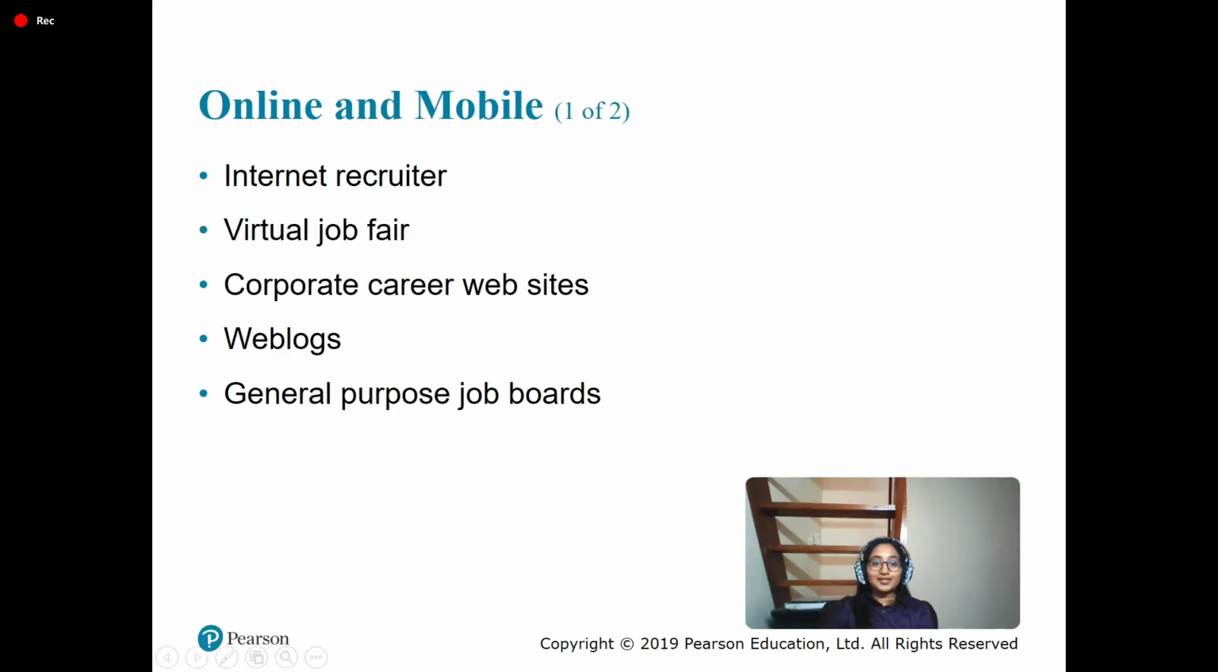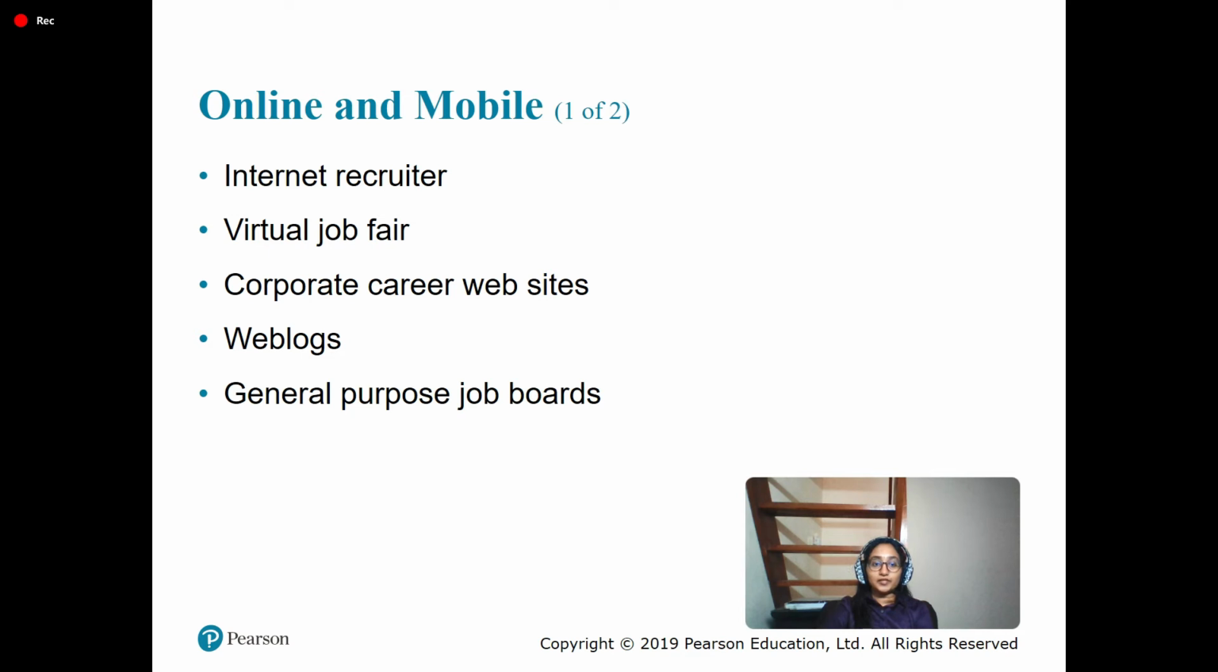Most companies currently post jobs on their corporate career website. Internet recruiters, also referred to as cyber recruiters, are responsible for monitoring and coordinating these activities for their organization. A virtual job fair is an online recruiting method used by an employer or group of employers to attract a large number of applicants. Online job fairs are very cost effective and can attract more potential applicants than an in-person job fair held at one location.